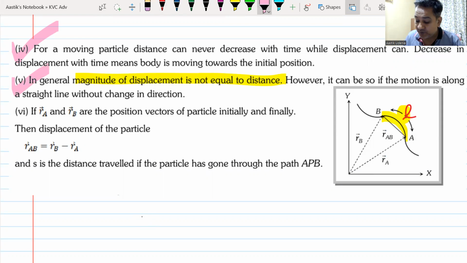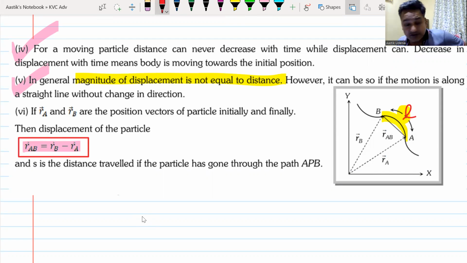Then the displacement is the final position vector minus the initial position vector. Do we all understand this? This is all about distance and displacement that you must understand. Do we understand this?